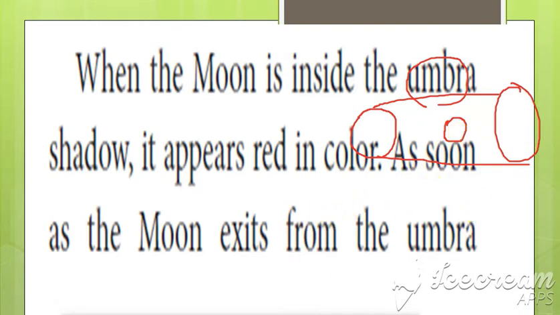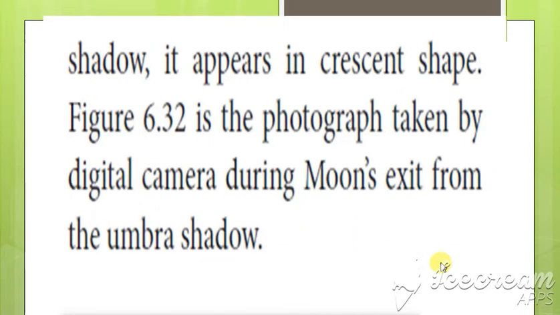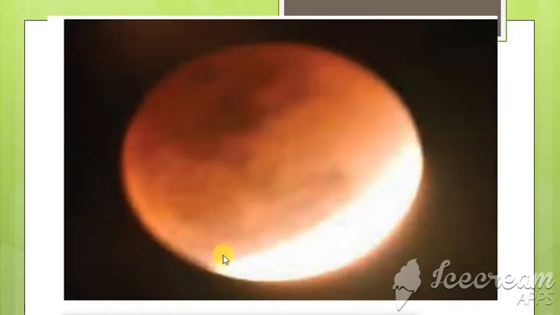And as soon as the moon exits from this shadow, it appears in a crescent shape. So it is in the form of a crescent shape, as seen in digital photography during the moon's exit from the umbra shadow. So this is how the umbra shadow of the moon is. This is a full moon, and here we have the shadow portion, and here is the lighted portion.